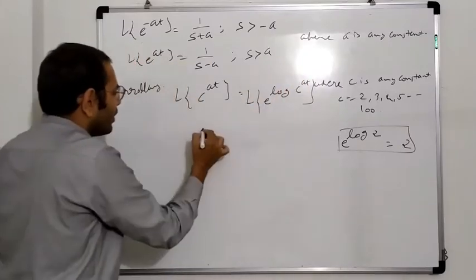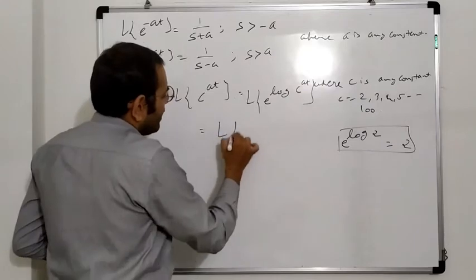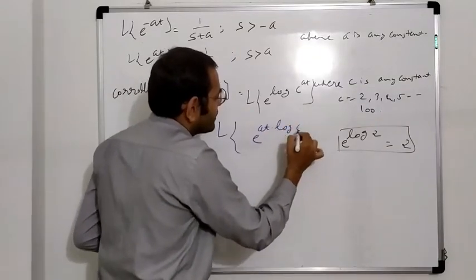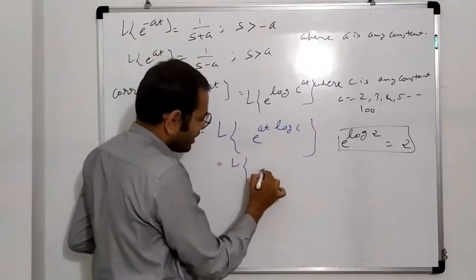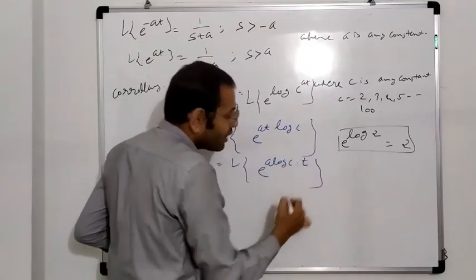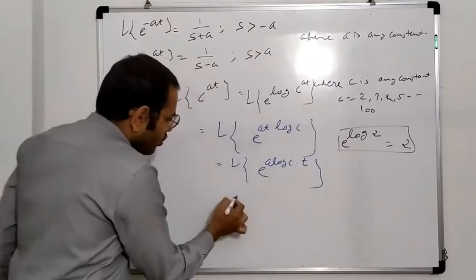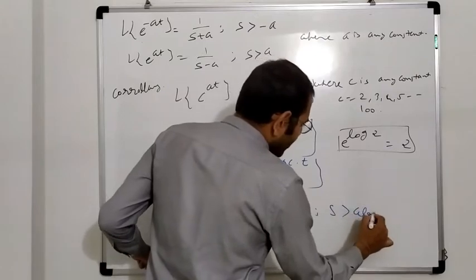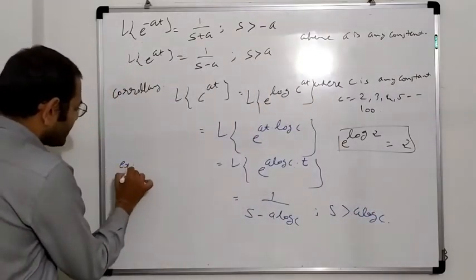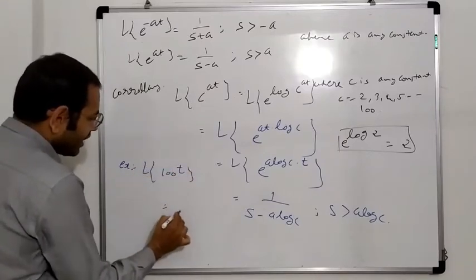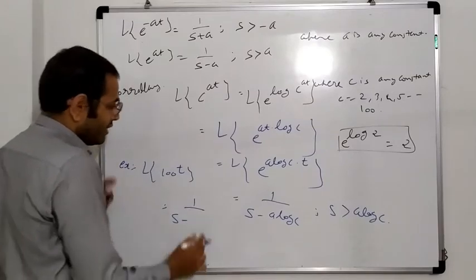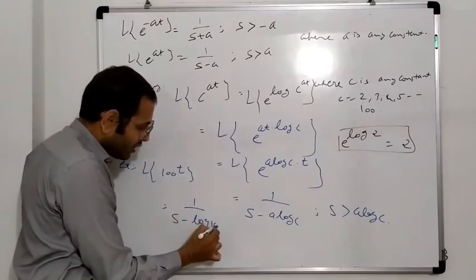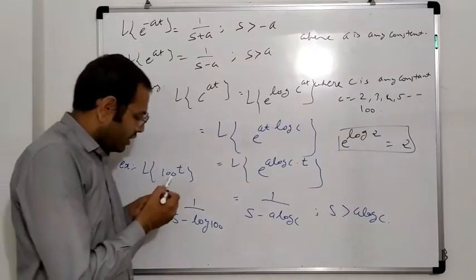According to the properties of logarithm, here we write Laplace of e raised to at into log c. Then we can say e raised to a log c into t, and e raised to at, this term is constant, the Laplace of e raised to at is 1 upon s minus a log c, where s greater than a log c. Maybe suppose, for example, Laplace of 100 raised to t, then we can say 1 upon s minus a. Here c raised to at, where a is 1, means only log 100, c is 100. Clear?